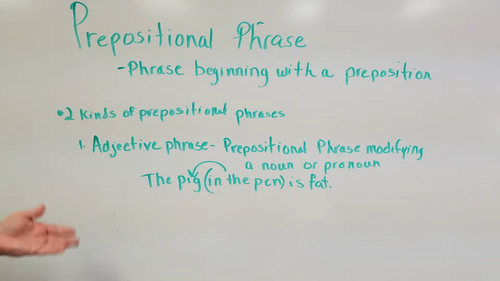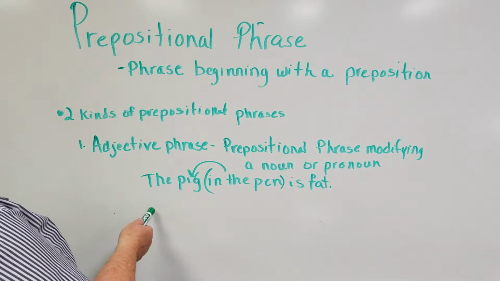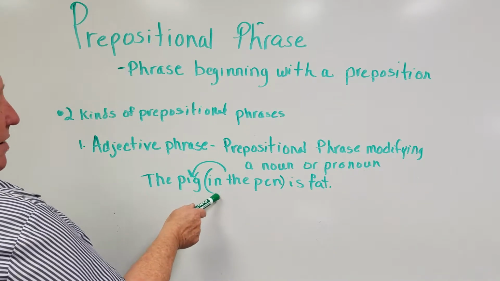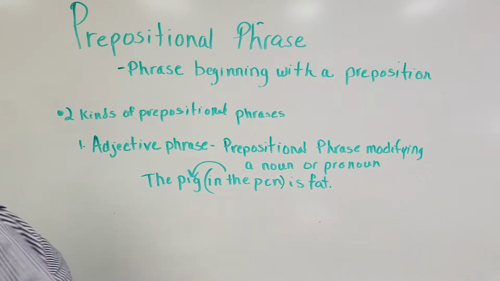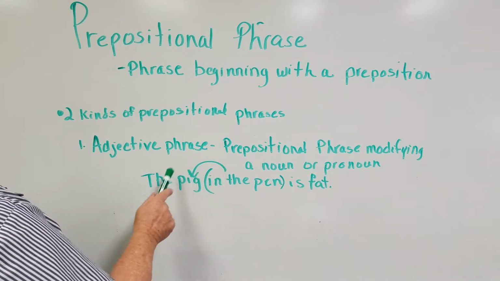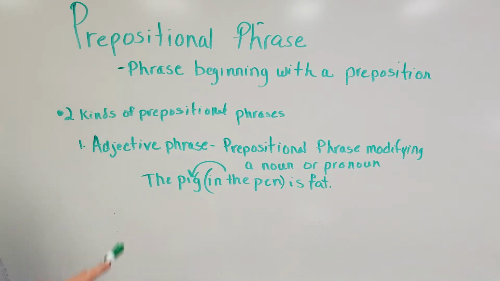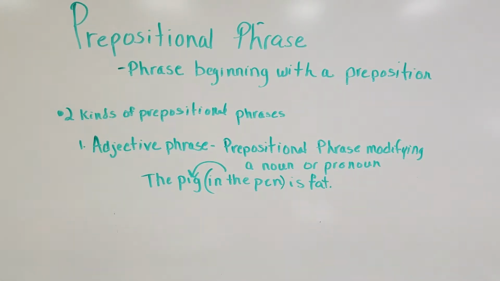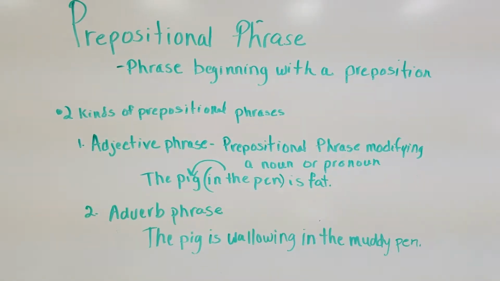Okay, so this is an example of an adjective prepositional phrase in a sentence. The pig in the pen is fat. Okay, I have a prepositional phrase, in the pen. What is it talking about? It's modifying or talking about the pig. Pig is a noun. That makes this prepositional phrase an adjective modifying pig, which is a noun. That makes it an adjective phrase. Okay, so you can still see my adjective phrase.